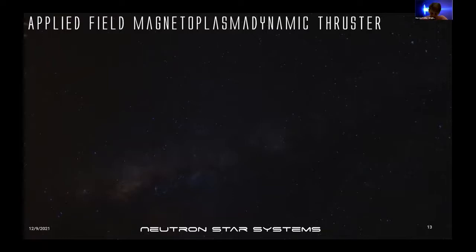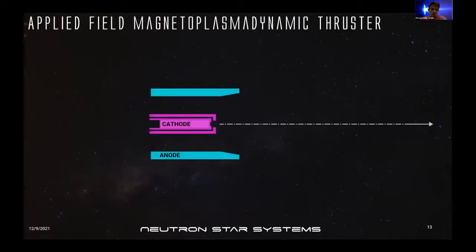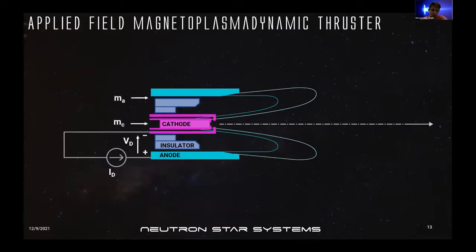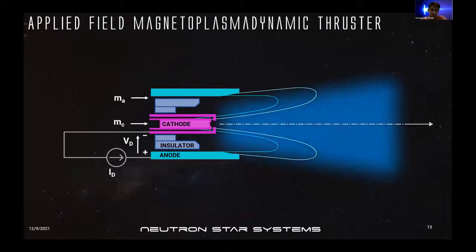One key application that we're looking at for the superconductors is applied field magnetoplasma dynamic thrusters. This is a type of electric propulsion. I'll just give you a quick intro on the tech. It's formed of 2 electrodes, which are insulated from each other and between which we feed an electrical discharge. Here we end up with an electric field across the electrodes, and we feed a propellant between the 2, and in this electric field, the propellant becomes ionized.